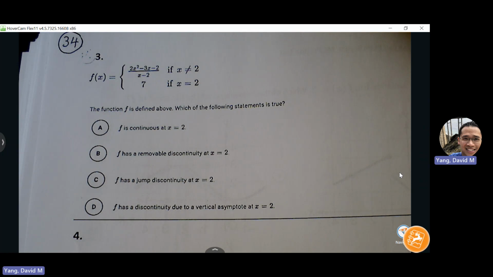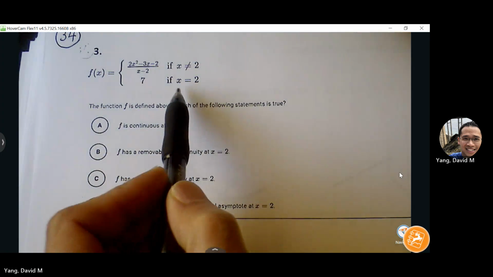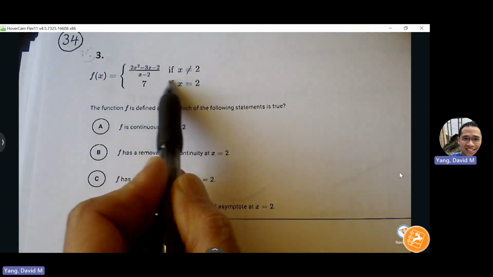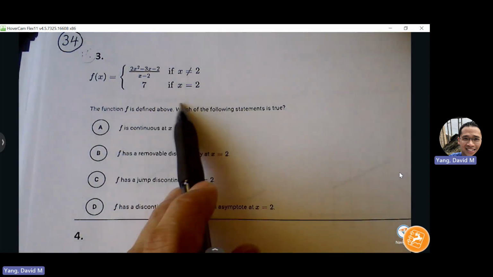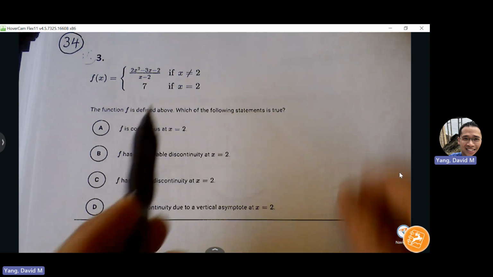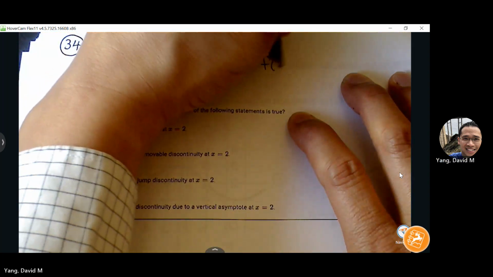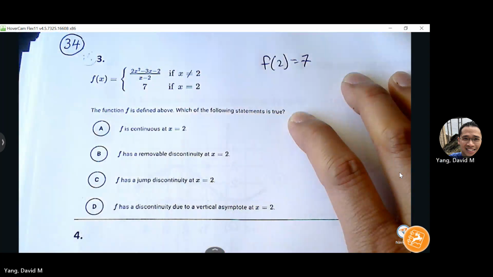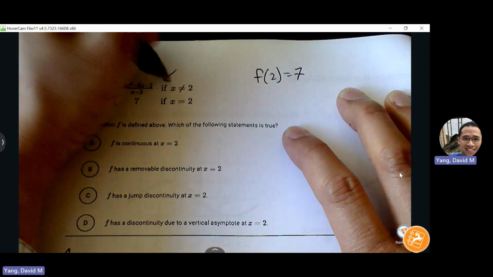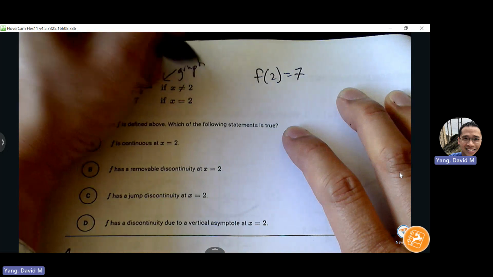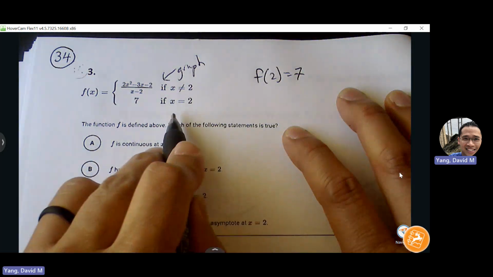Number 3, you can just step through continuity conditions. Your ordered pair: f of 2 equals 7. Second condition, does the limit exist? The limit is going to talk about the graph. The graph is referring to the first piecewise, because the second one is just a point.